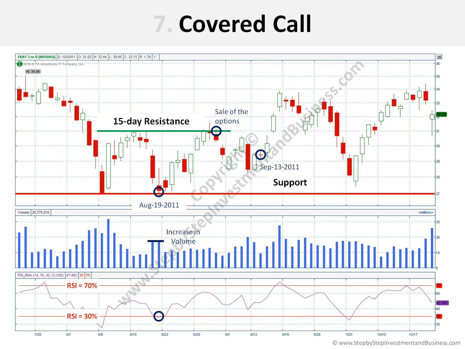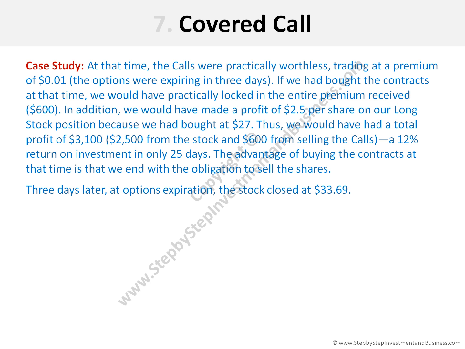As we had said, on September 13, a few days after selling the options, the stock was trading near $29.5. At that time, the calls were practically worthless, trading at a premium of 1 cent. The options were expiring in 3 days. If we had bought the contracts at that time, we would have practically locked in the entire premium received, that is, $600. In addition, we would have made a profit of $2.5 per share on our long stock position, because we had bought at 27.